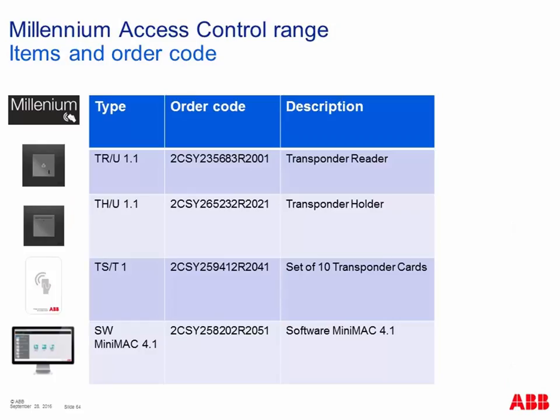Closing this presentation, a small summary about the range. We have presented the Millennium transponder reader, the transponder holder, which is installed inside the room, the reader outside the room, the MiniMAC software discussed before, and then the last item is the set of transponder cards. This means that we have in our catalog, with the ABB logo, tested by ABB, the MIFARE cards. So we can use these for the customer installation.